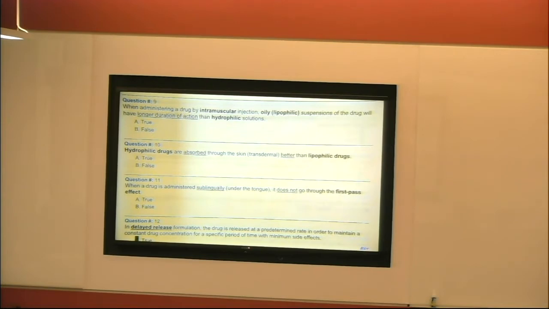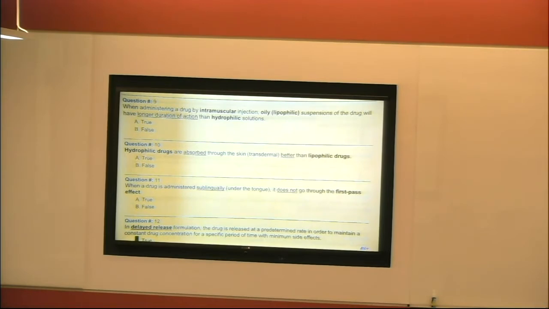Which can be preferred because that makes the dissolution rate much slower and increases the duration of action. Compared to IV, maybe, or compared to lipophilic? So she says that in the note it says the hydrophilic takes longer to dissolve into the body.